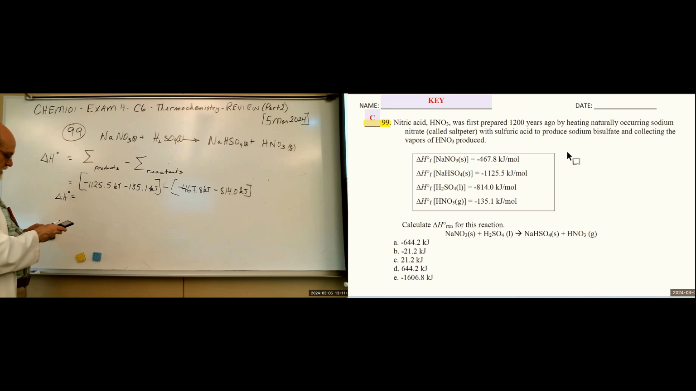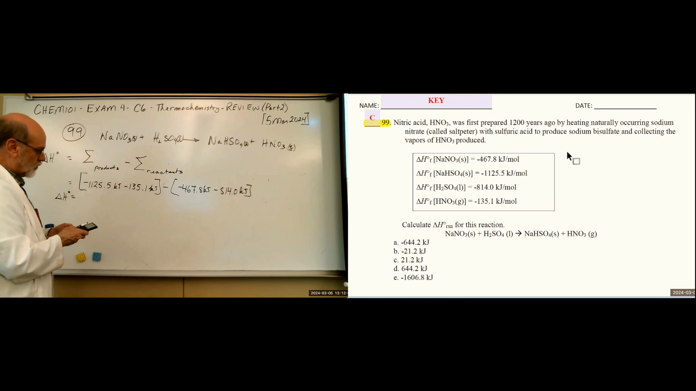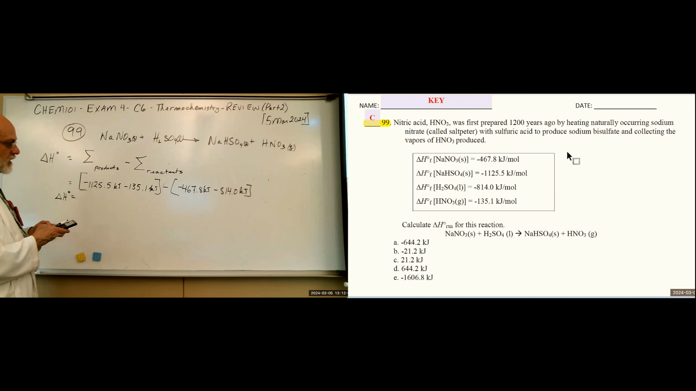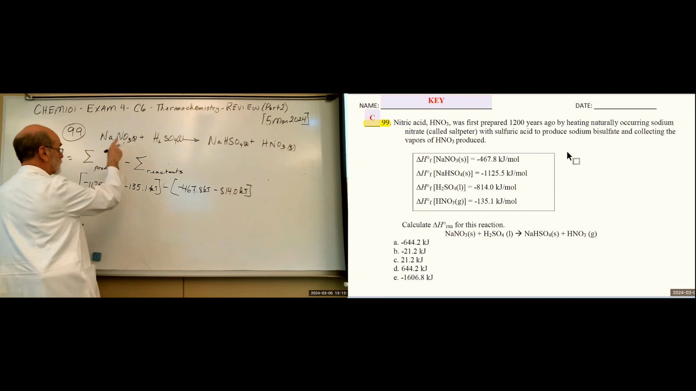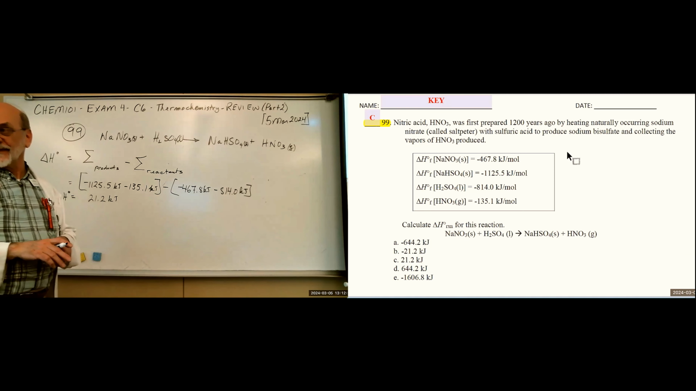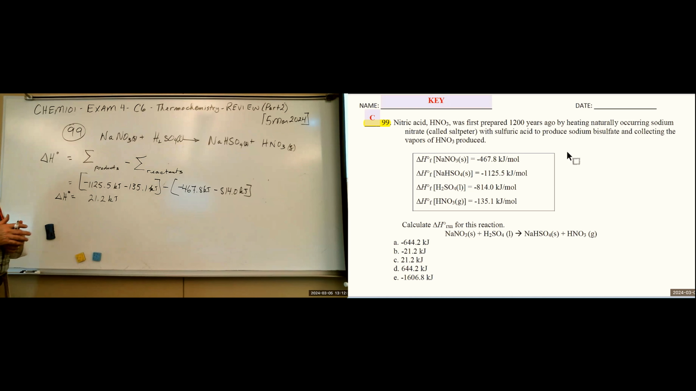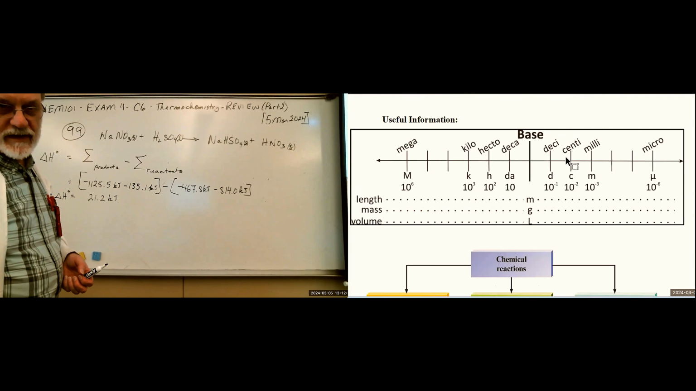So 1125.5, 135.1. And then this becomes positive and that becomes positive, 467.8 and 814. So I get 21.2 kilojoules for that reaction. Positive 21.2. Okay. Alrighty, that was it.